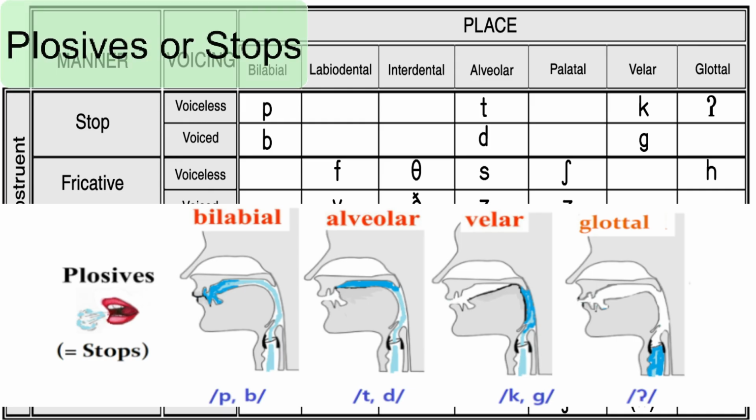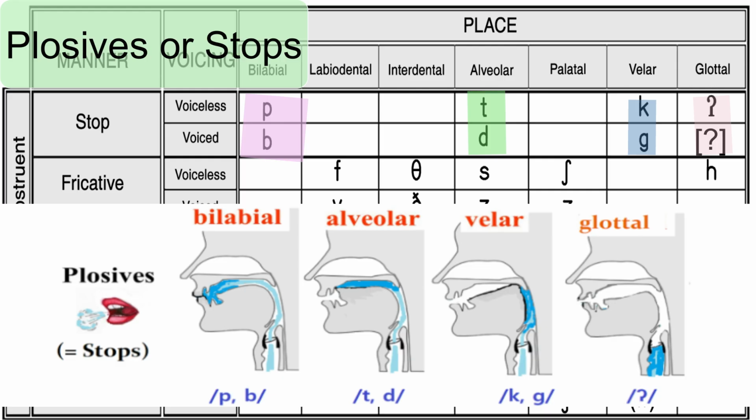In particular, lips block the air for pa, ba. The tip of the tongue blocks the air for ta, da. The back of the tongue blocks the air for ka, ga. The glottis stops the air for the glottal stop. In English, the glottal stop is not a phoneme, but occurs only allophonically in T-glottalization. To indicate this fact, brackets are normally used for the glottal stop.